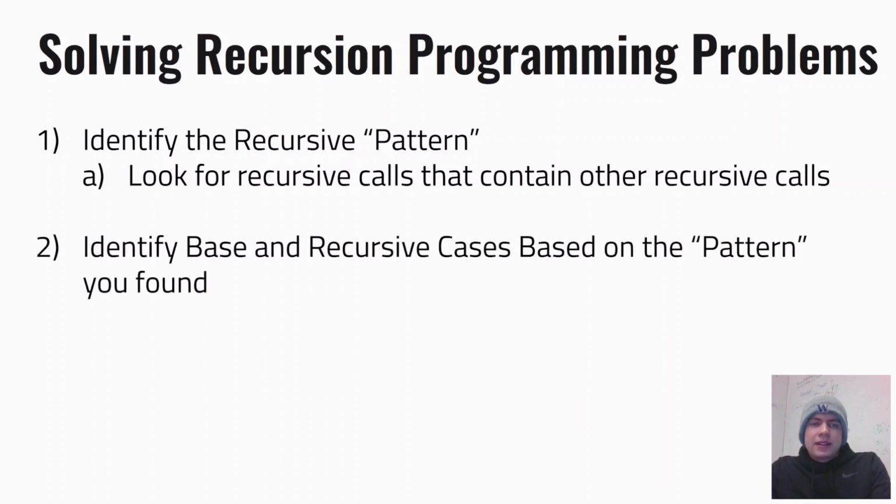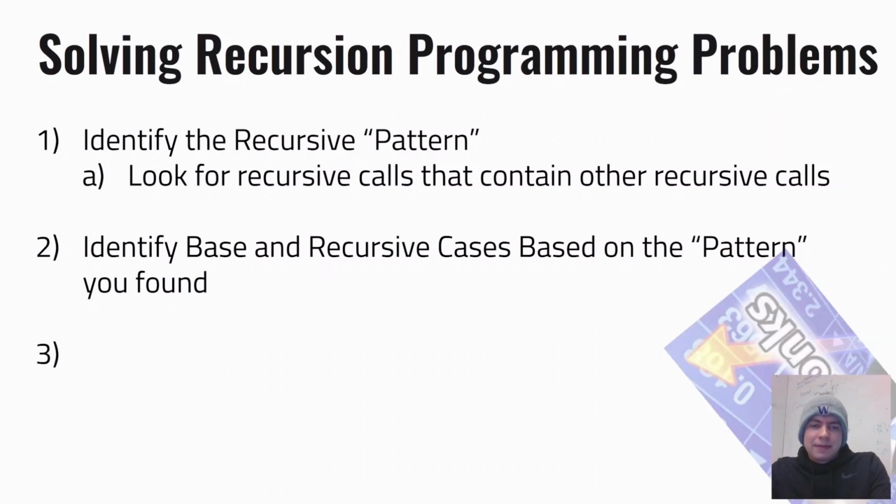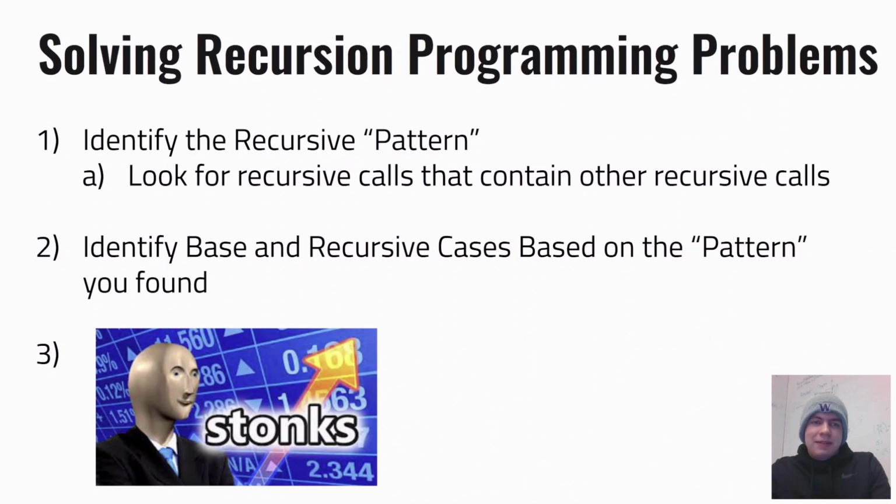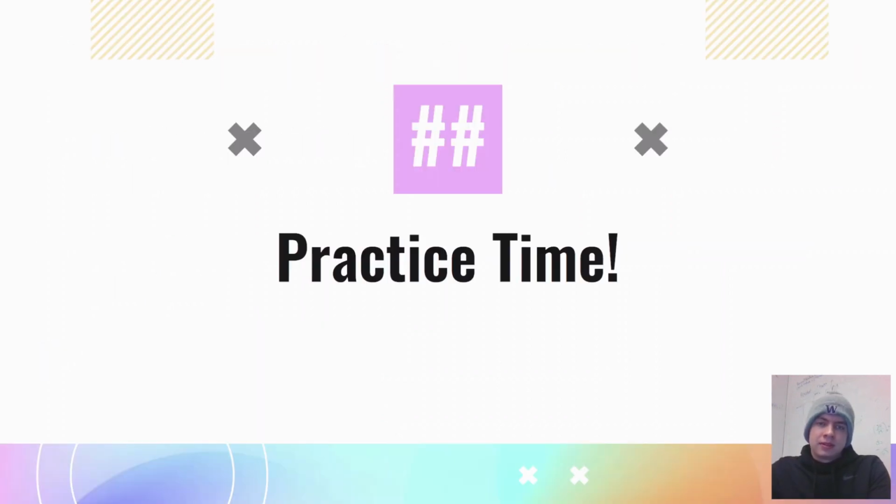And then the second step is we can find our base and recursive cases based on the pattern that we found in step 1. And then third step, profit. Because that's it. We just have to look at the output to find the recursive pattern and identify our base and recursive cases, and then code that up. Let's practice.